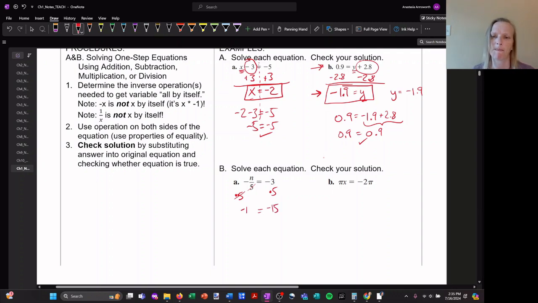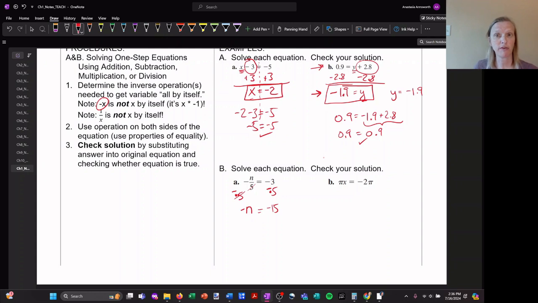Now, notice I don't have n all by itself yet. I have a negative sign still attached to my n. You have not solved the equation until you get the variable x, or in this case n, all by itself. And negative n is not all by itself. There's still a negative 1 multiplied to this n. So what I need to do is I actually need to not multiply both sides by 5. I need to multiply both sides by negative 5, because a negative times a negative is a positive.